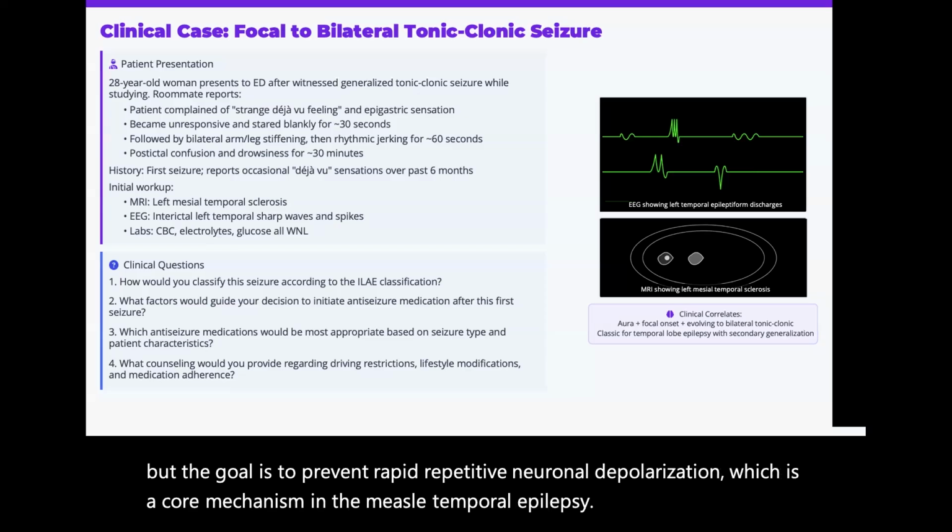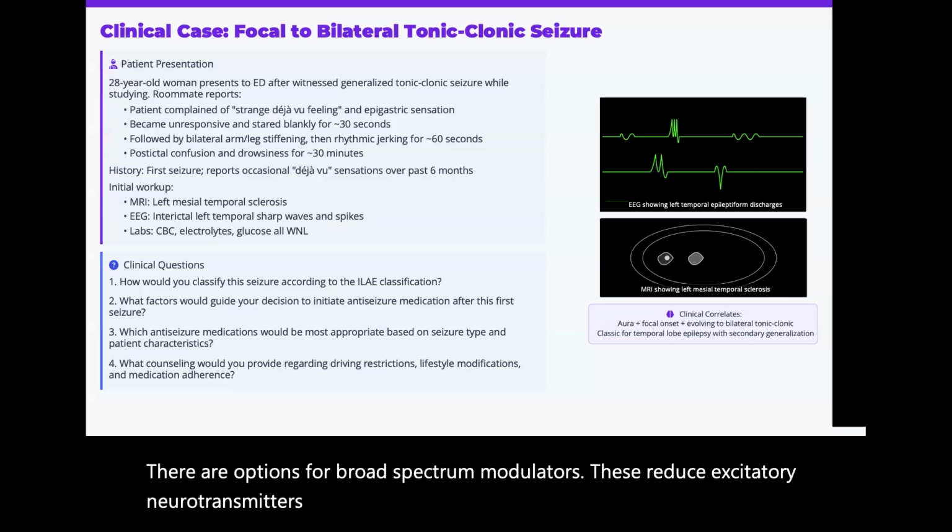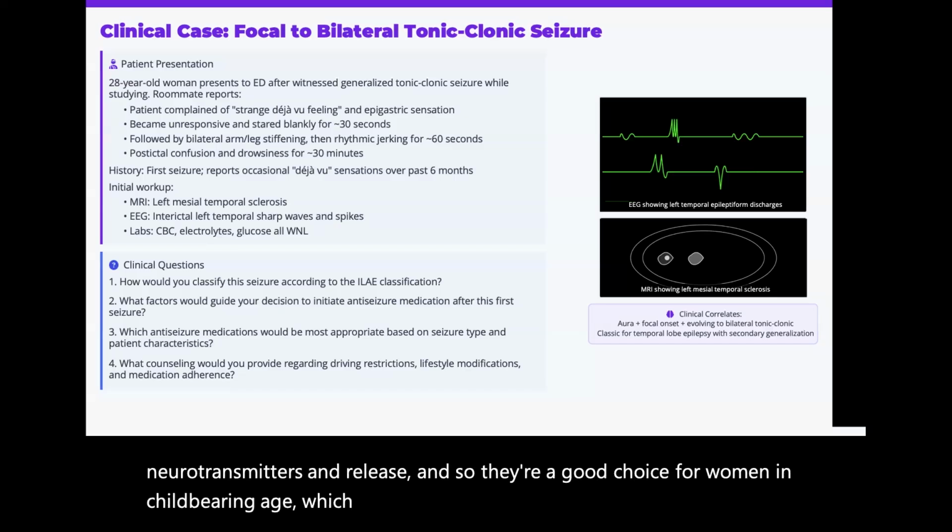There are options for broad spectrum modulators. These reduce excitatory neurotransmitter release. And so they're a good choice for women of childbearing age, which she is. She's 28 years old, because they avoid the teratogenic risk.